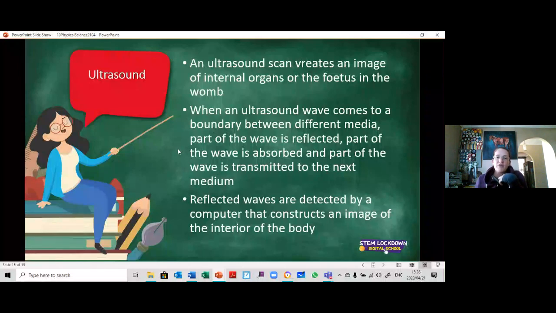So the ultrasound wave moves, and then it hits some other boundary. So for example, you've got a muscle that's attached to the bone. Okay, that is a boundary. Then what happens is when it hits the boundary, part of the wave is reflected, part of the wave is absorbed, and the other part carries on going. And every time a wave is reflected, the computer picks up that reflected wave and makes an image. Okay, so that is in brief.